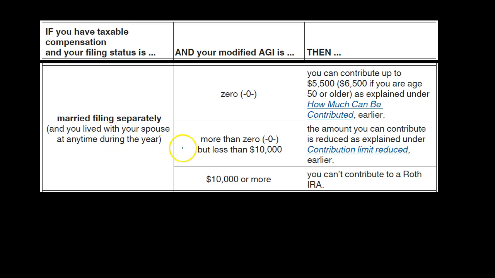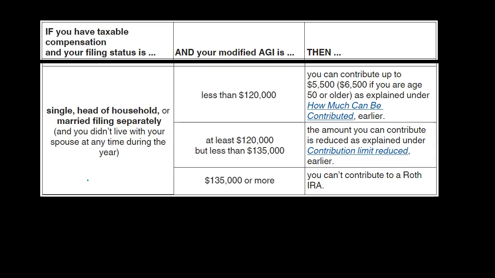If you're married filing separate and you have more than 0 but less than 10,000, again, pretty low on the modified AGI, the amount you can contribute is reduced as explained under the contribution limit. So then you can take a look at the contribution limit and try to figure that out. Something under, of course, the 5,500 or the 6,500. And then if your modified AGI is 10,000 or more, you can't contribute into the Roth IRA. So again, pretty large limitations for married filing separately.